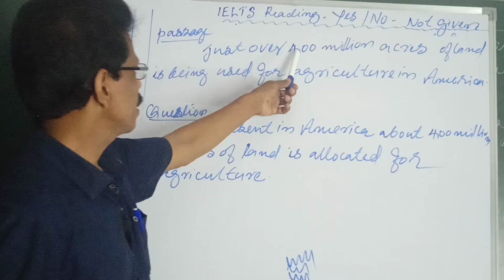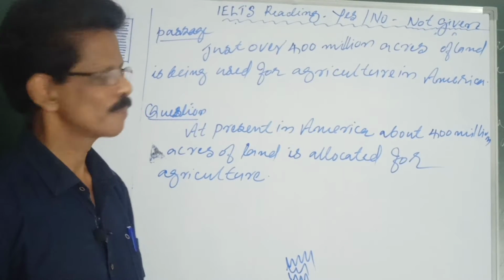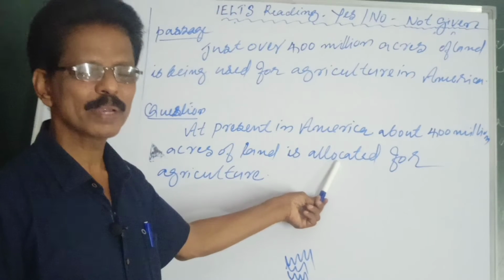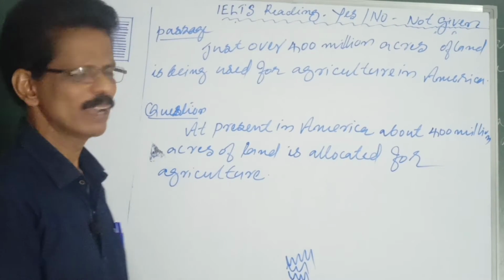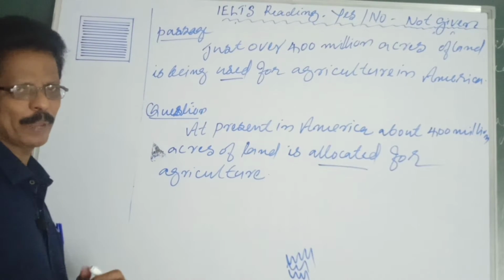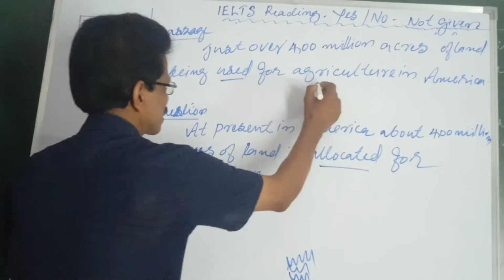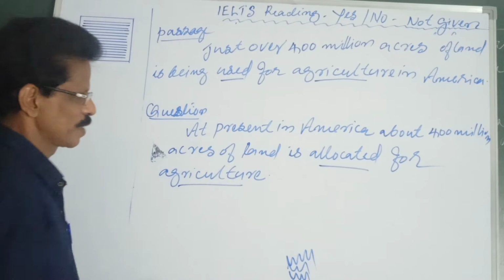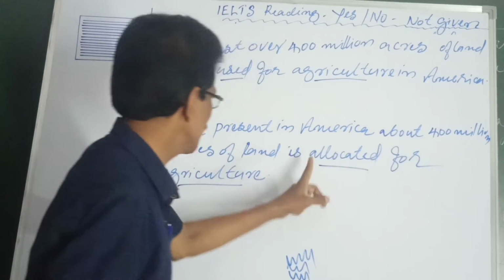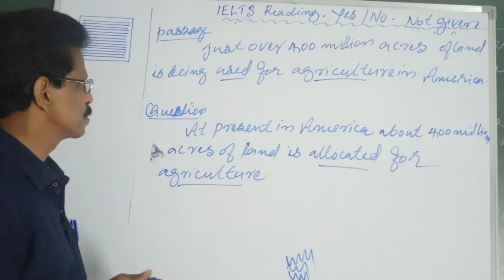Here it is 400 million, here also the same 400 million. The amount is the same. Here it is used, here it is allocated. Allocate means make use of. Same. Used and allocated convey the same meaning. America, well, for what? Agriculture. Here also agriculture, here again agriculture. So America spends or allocates how much? 400 million acres for agriculture. Then what are the dissimilarities?